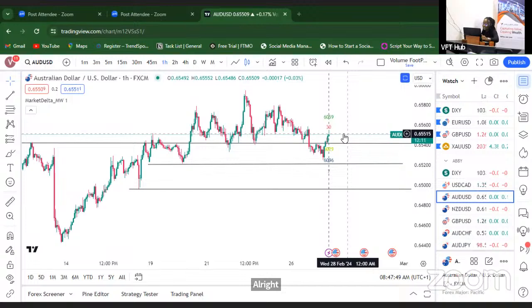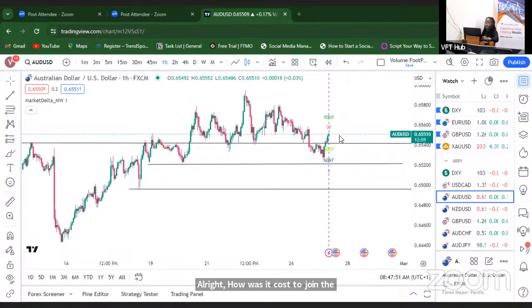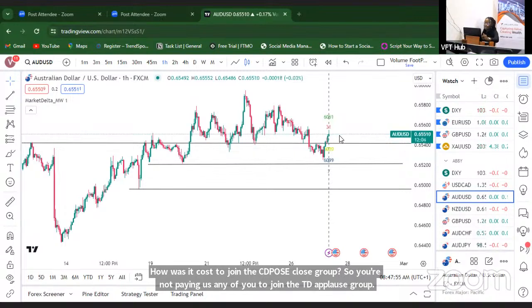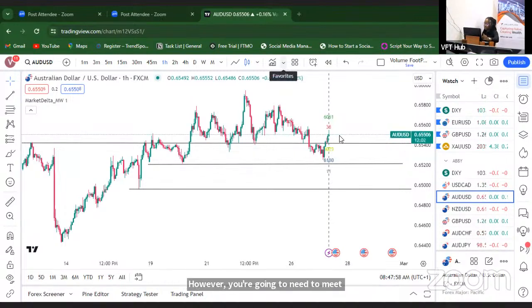How much does it cost to join the TDA Plus group? So you're not paying us any fee to join the TDA Plus group. However, you're going to need to meet certain requirements before we share our signals with you, right? So firstly, you're going to have to open an account with our preferred broker being OctaFX.